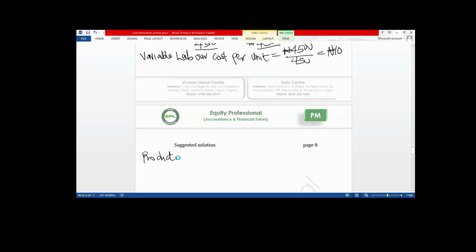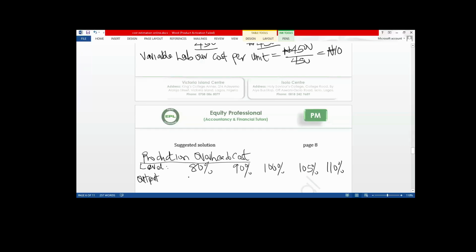Production overhead costs. Our activity levels, you take it: 80, 90, 100, 105, 110. Outputs in units.